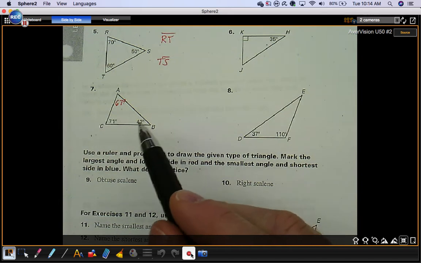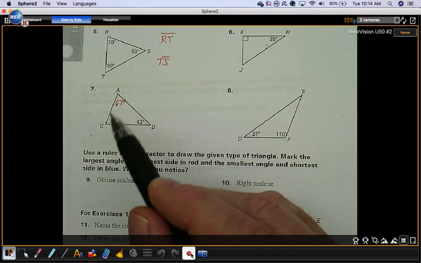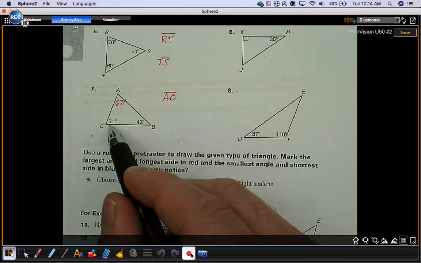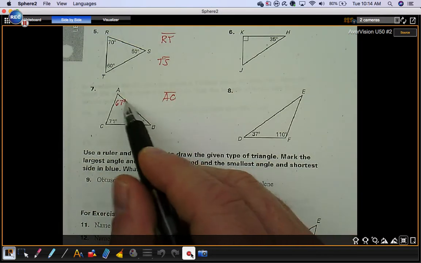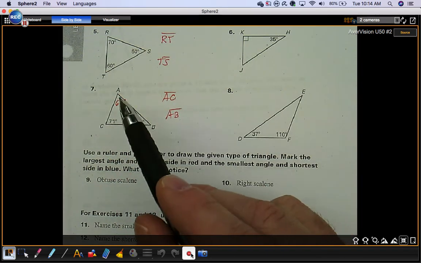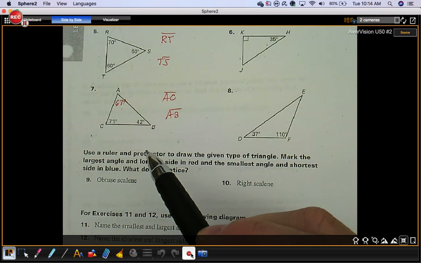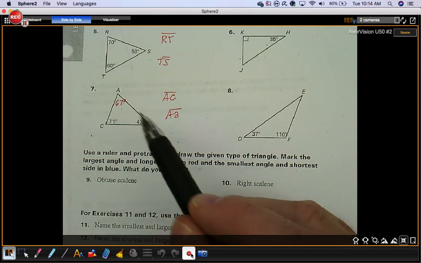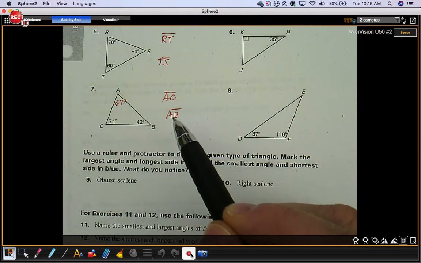The smallest angle is this one. So across from that is segment AC. That's your smallest side. Your biggest angle is angle C. Across from that is segment AB. If you're struggling finding what is opposite of a certain angle, if you know that angle C is the biggest, then the other 2 letters, A and B, make your biggest side.